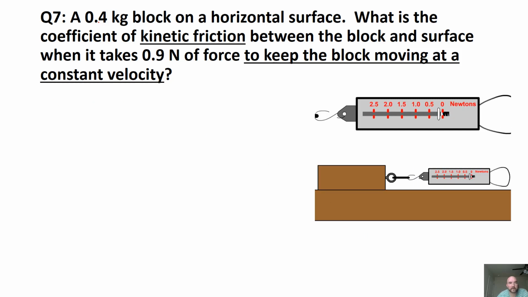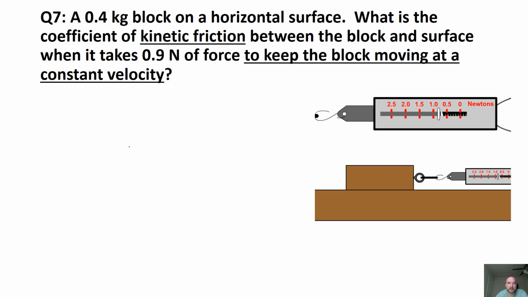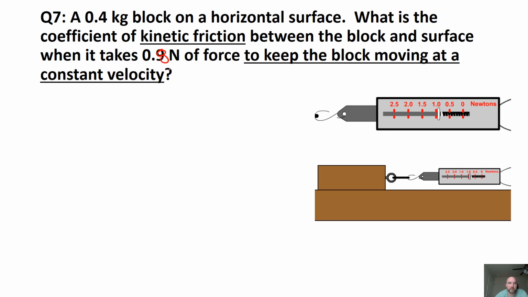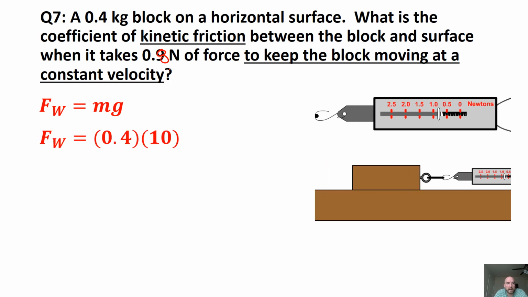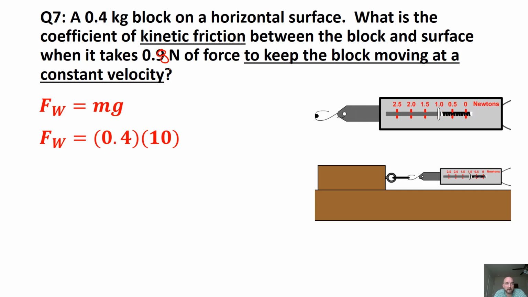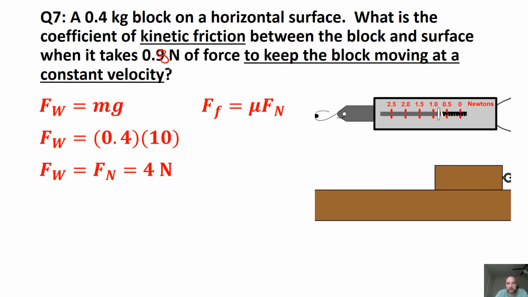Here we have the same 0.4 kilogram block on a horizontal surface. What is the coefficient of kinetic friction between the block and the surface when it takes 0.8 newtons of force to keep the block moving at a constant velocity? I changed this from 0.9 to 0.8. So we have F_w equals mg. We have 0.4 as our mass, 10 as our gravity. Just like before, we still have the same normal force, since it's the same block on the same surface.